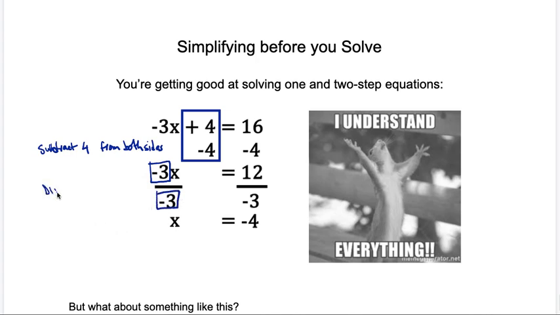So divide by, in this case, negative 3 on both sides. And that gave us our x. That's exactly what we were looking for. We were looking for our x, and we see what happened along the way.